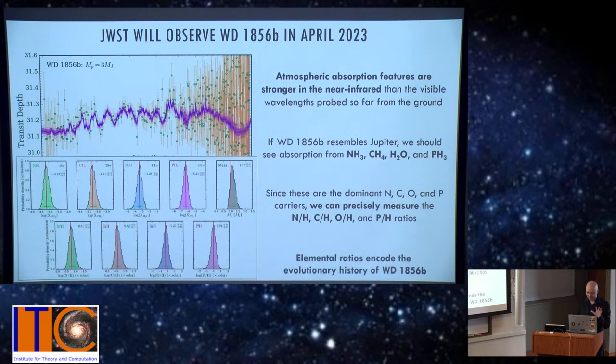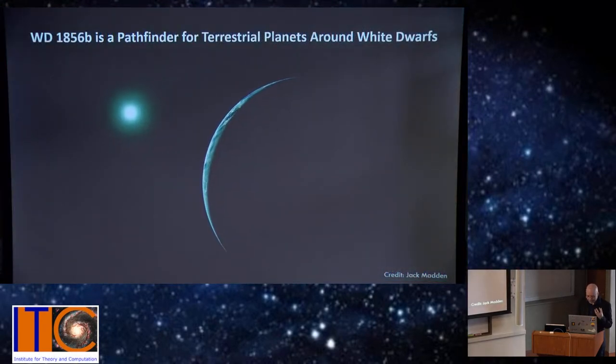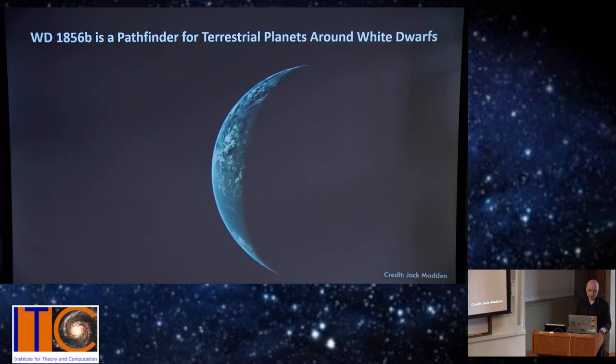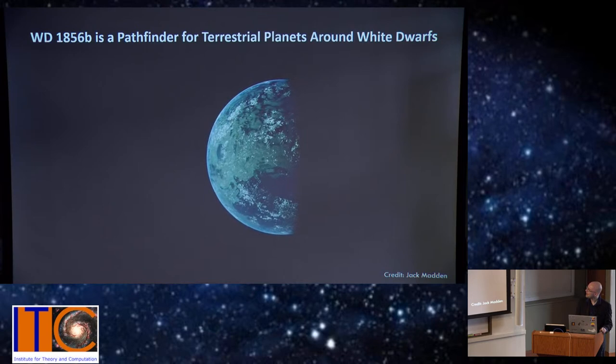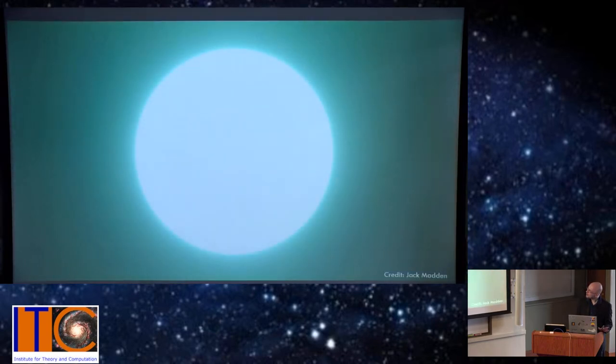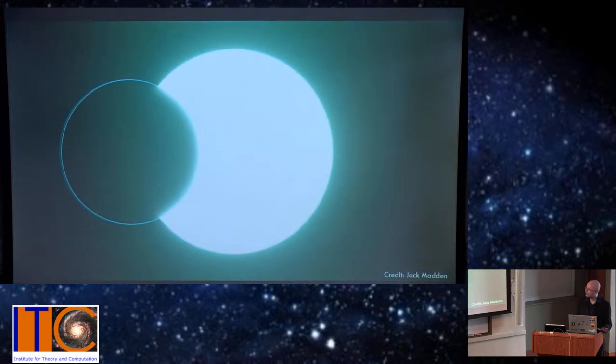So keep an eye out for when we get this data out, hopefully later this year. And the last teaser is that although this is a giant planet, if we can discover rocky planets around white dwarfs, yep, we're both very excited about this, then an Earth-like planet around a white dwarf is almost the same radius as the white dwarf.